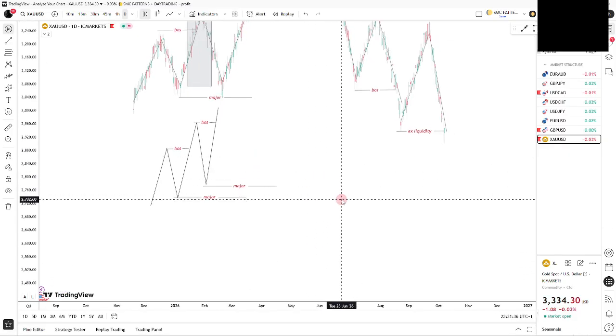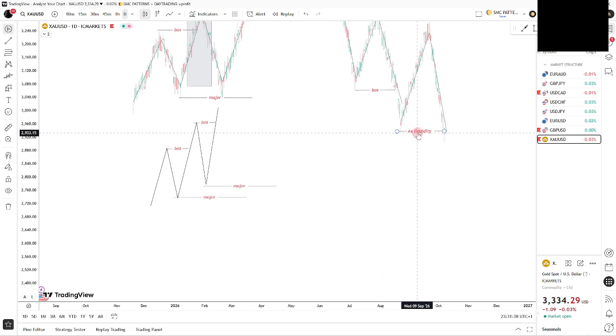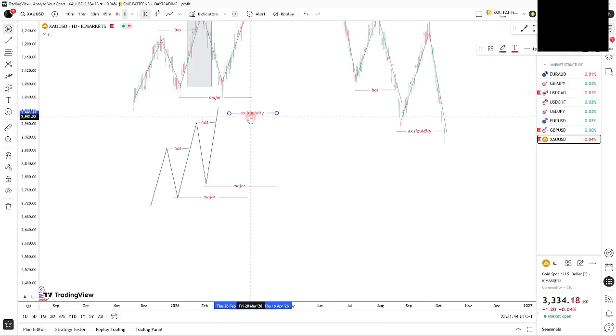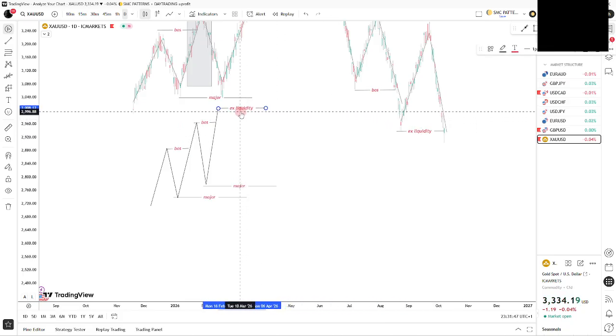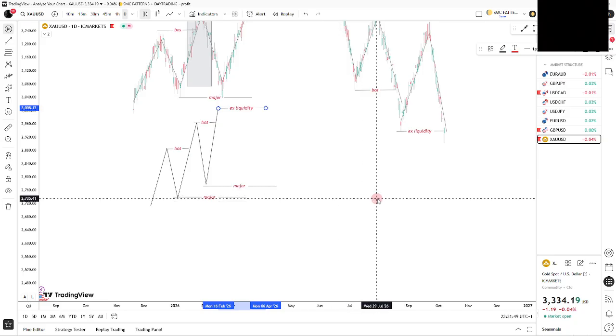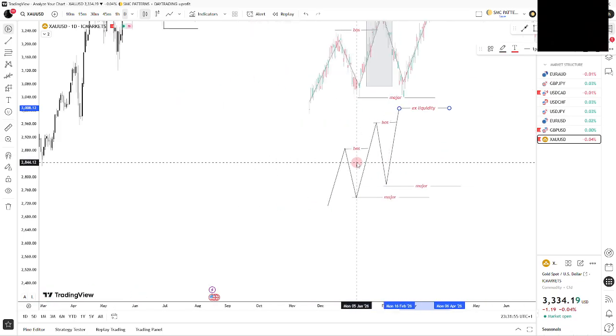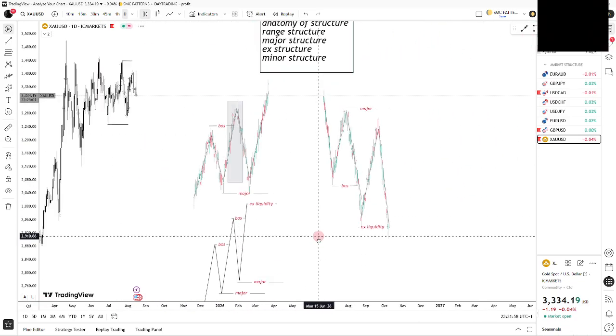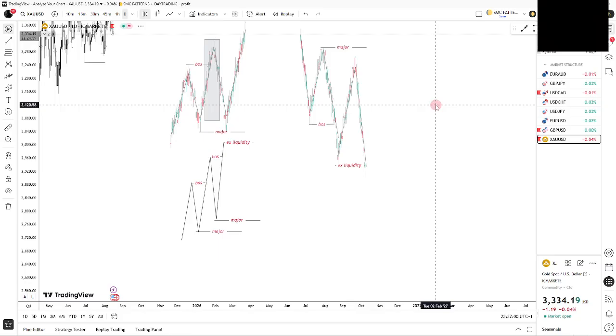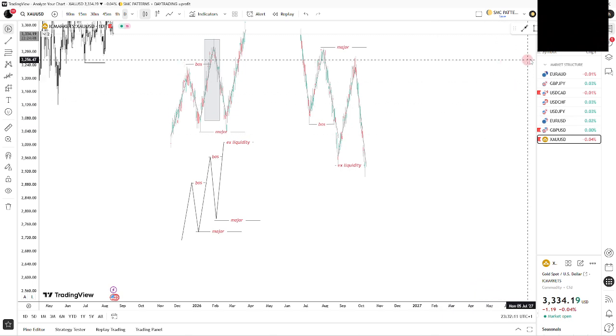Okay, you're now understanding it, right? This break of structure also can be called what? External liquidity. Beautiful. So after going through these two classifications of the strategy, the next thing I'm going to dive into is going into the market for a live scenario, for you to see what everything I'm talking about means. So let's go on to this pair.